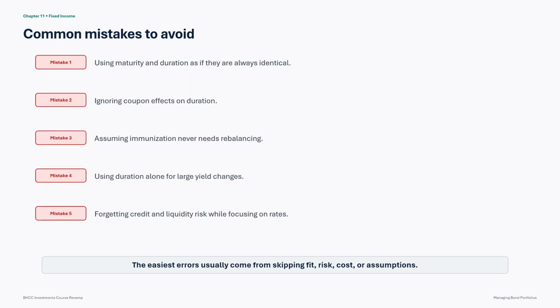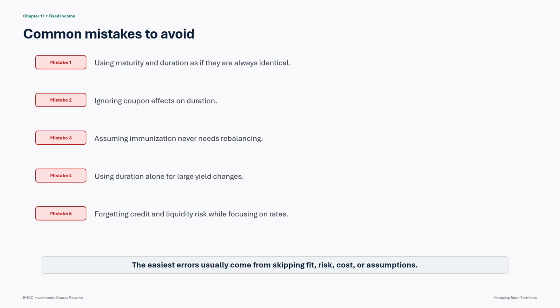This slide highlights 5 common mistakes. Mistake 1 is using maturity and duration as if they are always identical. They are equal for a zero coupon bond, but a coupon bond usually has a duration shorter than maturity because some cash arrives earlier. Duration is about the timing of present value, not the date printed most prominently on the security description.